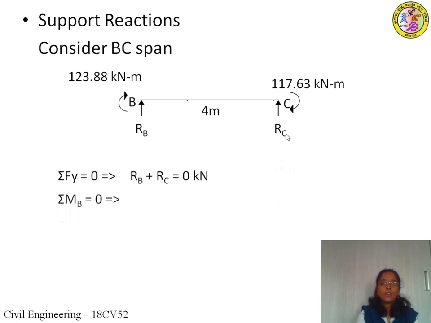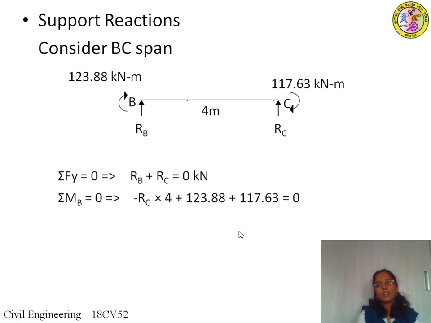So let's take moments of all the forces about B and equate it to 0. Minus RC, because it is inducing anti-clockwise moment about B, so minus RC into 4 plus this clockwise couple of 123.88 and again this clockwise couple of 117.63. Therefore minus RC into 4 plus 123.88 plus 117.63 equals 0, which gives a value of RC as 60.37 kilonewton. Therefore what should be the value of RB? It should be equal to minus 60.37 kilonewton, because RB plus RC should be equal to 0.